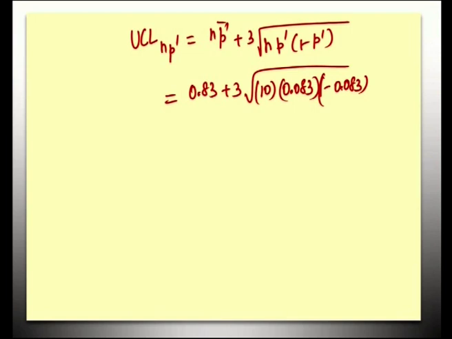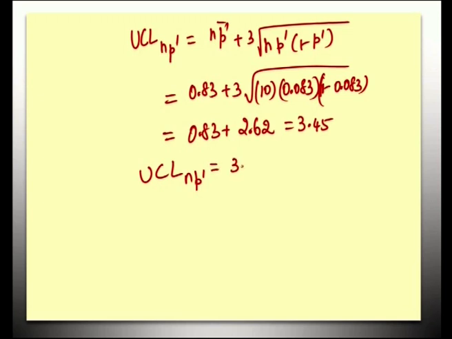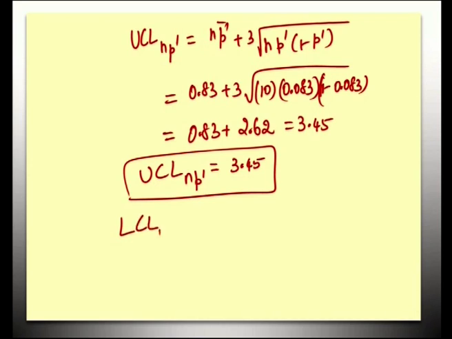P dash is 0.083, 1 minus 0.083, and the value comes to be 0.83 plus 2.62, which is equal to 3.45. So, the revised UCL is 3.45. Okay. Similarly, LCL of NP dash will be 0.83 minus 2.62, which is a negative answer. Therefore, we take LCL of NP dash equal to 0.